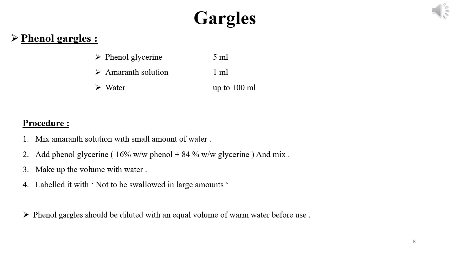So we will take 5 ml of the mixture, add it into the first solution and mix properly. Now finally make up the volume with water and label it with 'not to be sold in large amount'. It should be marked properly. The directions for use: phenol gargles should be diluted with an equal volume of warm water before use.